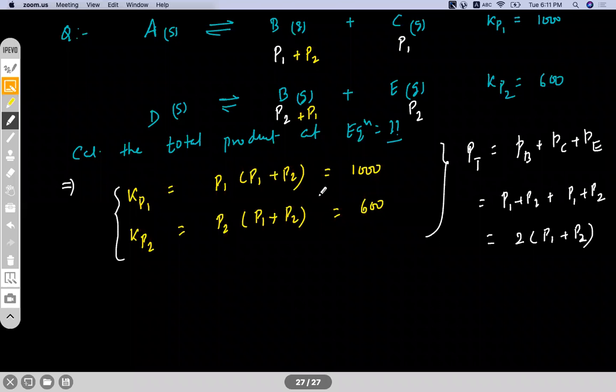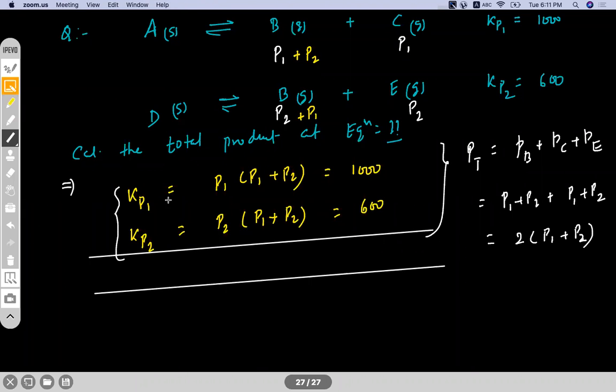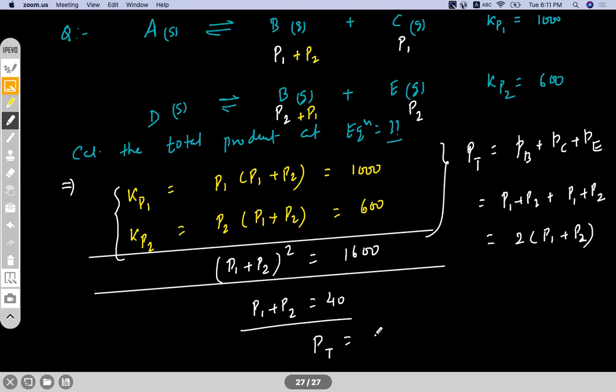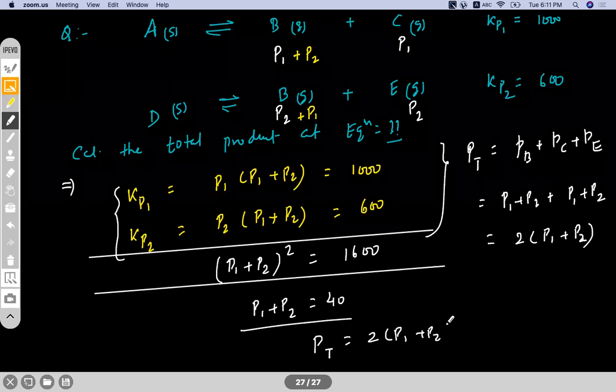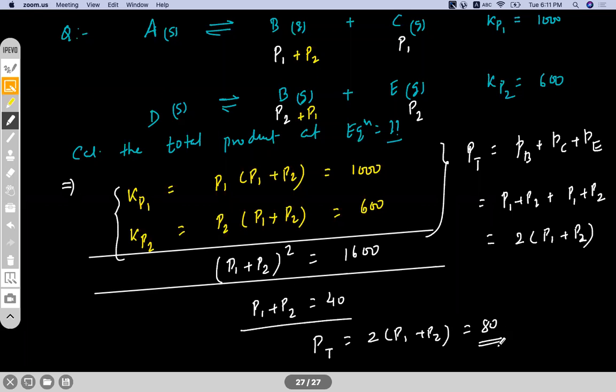Are you getting 80? Okay, so how do we solve this? We'll just add the two. There are many different ways, but the best way is you add the two equations. On the left hand side you'll get P1 plus P2 common. So overall you'll get P1 plus P2 whole square equals 1600. So directly you get P1 plus P2 equals 40. So what is total pressure PT? Two times P1 plus P2, which is nothing but 80. Clear? No doubt?